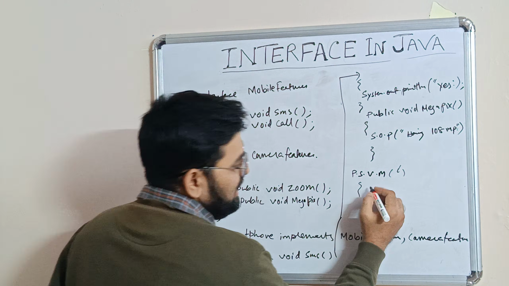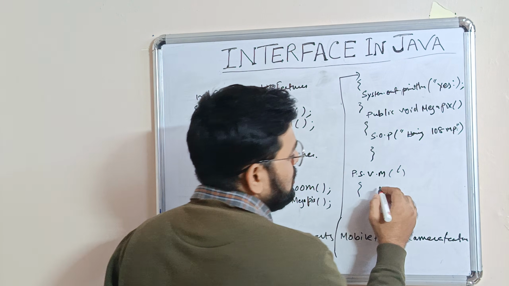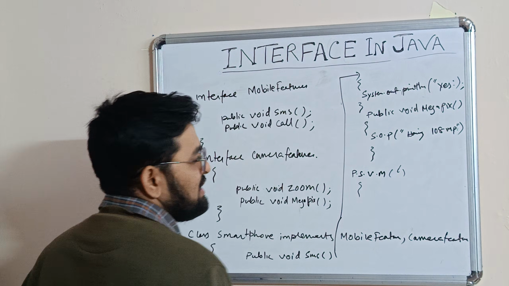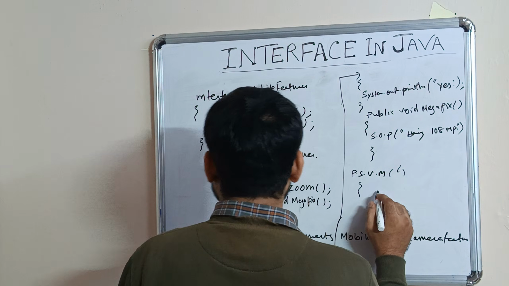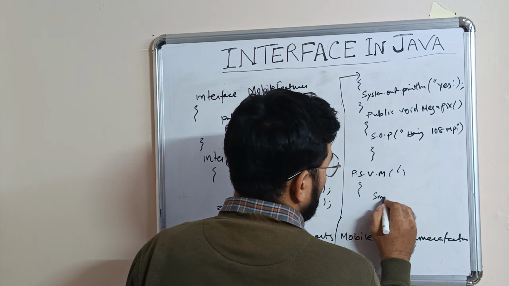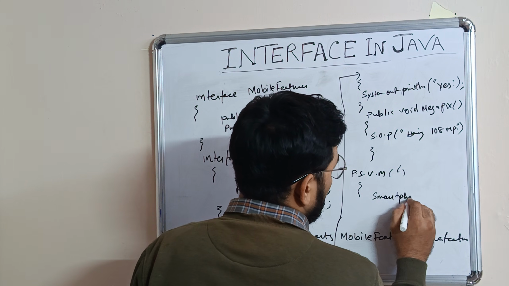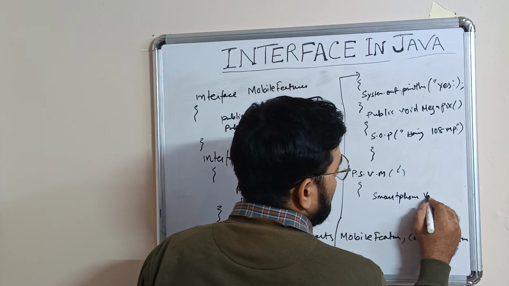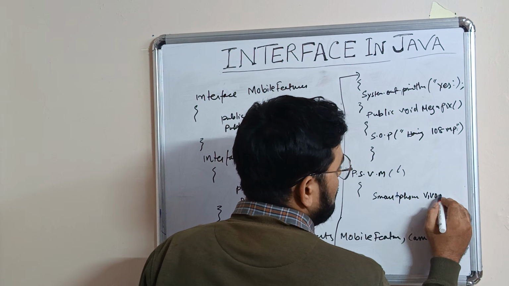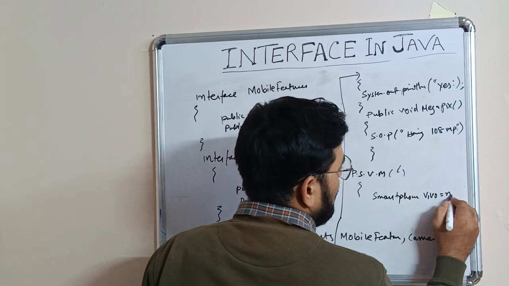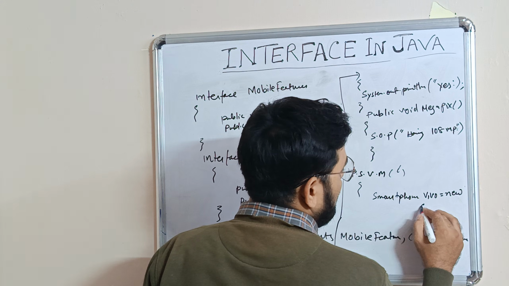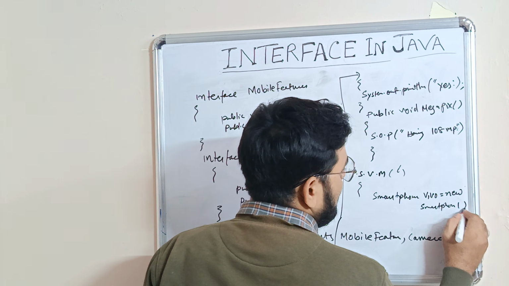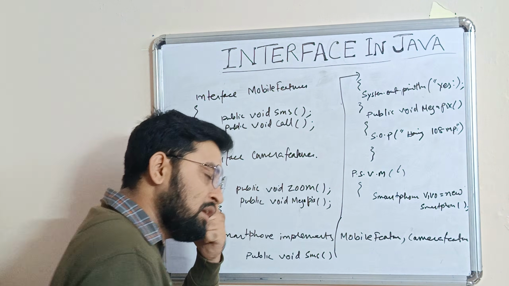So how do we create the objects? There's a simple method: class name. What's the class name? The class name is Smartphone. Then the object name, Vivo1, or Vivo, we can write down equals to new Smartphone, then opening curly parenthesis. This is the way to create objects.